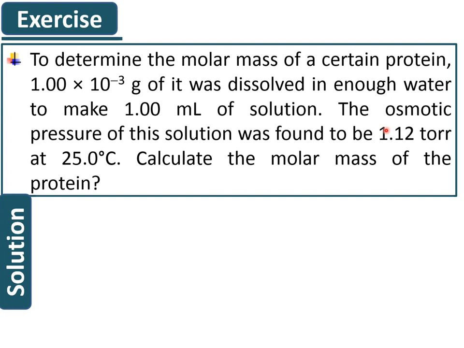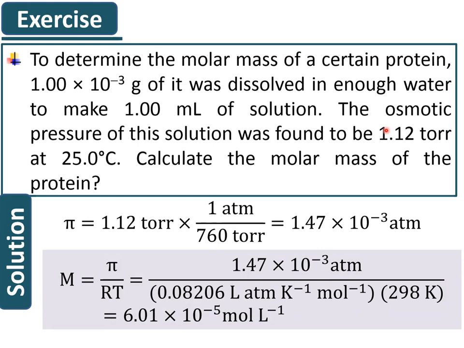Okay. We want to calculate the molar mass of the protein, and we apply the rule of osmotic pressure. But first, we convert the pressure from torr to atmosphere, and then we calculate the molarity. According to the rule, i was equal to 1 because this is a protein, a biological compound, not dissociated. So you calculate the molarity, and this is the molarity, 6.01 mole. But it's not asking about the molarity, it's asking about the molar mass.